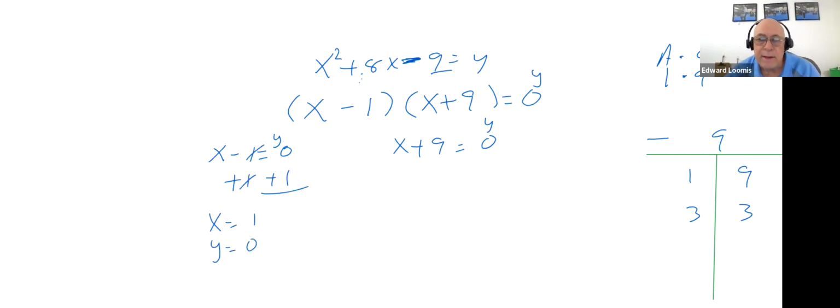And then I have x plus 9 is 0. So let's add a negative 9 to both sides. My positive and negative 9, they cancel. 0 plus a negative 9 is a negative 9 when my y is 0. So this is how you factor to find the two x values when y is 0. This is how you factor when a is 1.